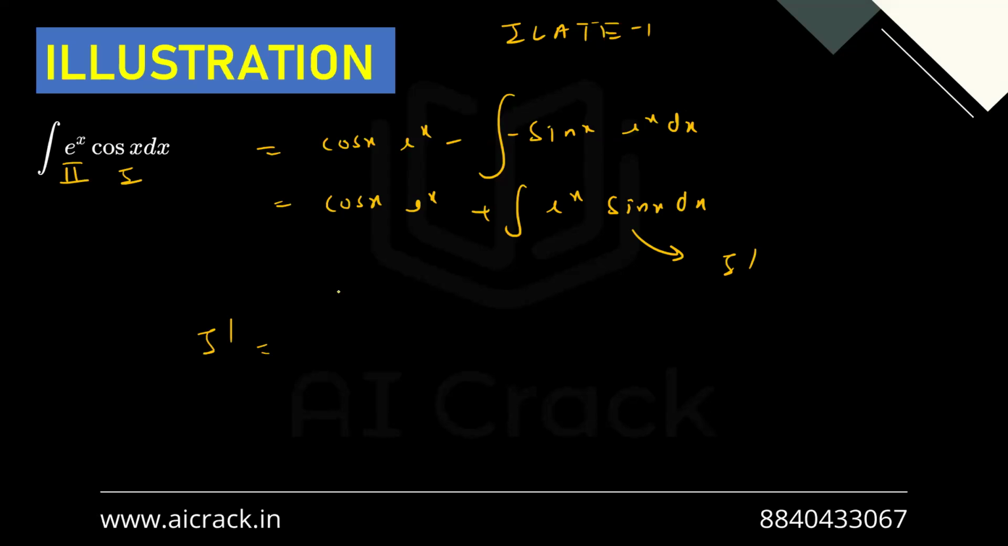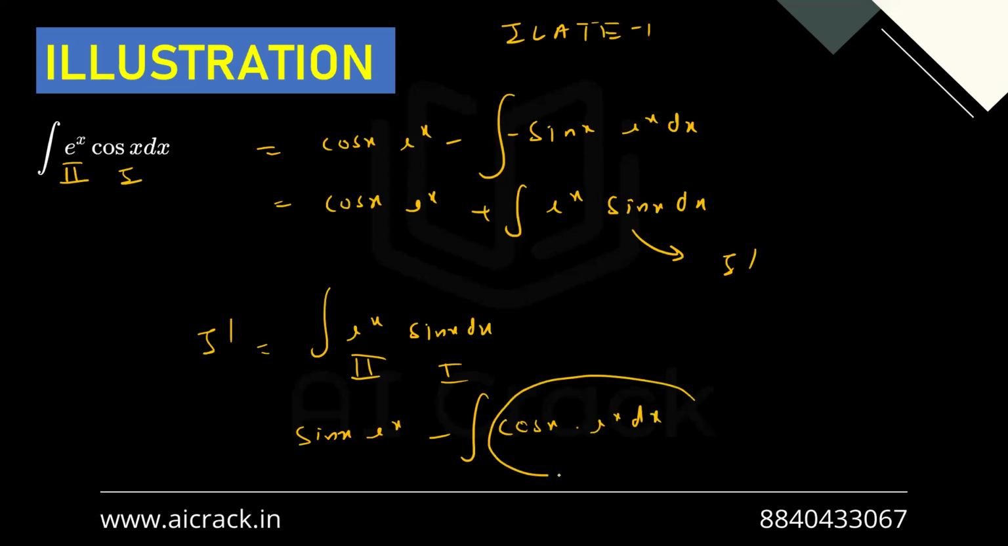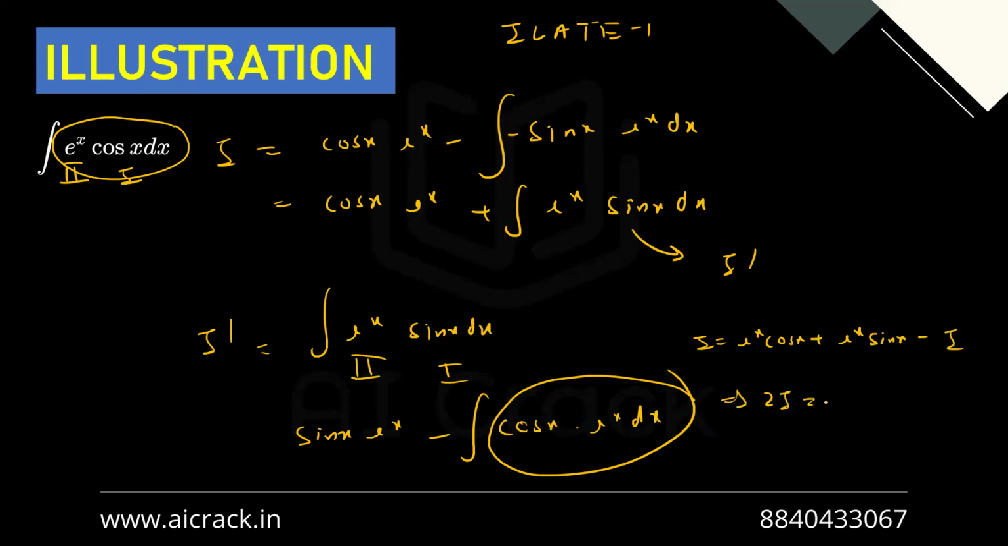Now I dash equals to integral e raised power x sin x dx. Again, this is second function and this is first function. So this becomes first function into integral of second, that is e raised power x, minus integral of derivative of 1, that would be cos x, into integral of second, that is e raised power x dx. You can see that this has been formed once again over here as well, right? This is I, this was I, right? Now what we have got over here, I equals to e raised power x cos x plus e raised power x sin x minus I. So this becomes 2I equals to e raised power x (sin x plus cos x), right? So I equals to e raised power x (sin x plus cos x) by 2, right?